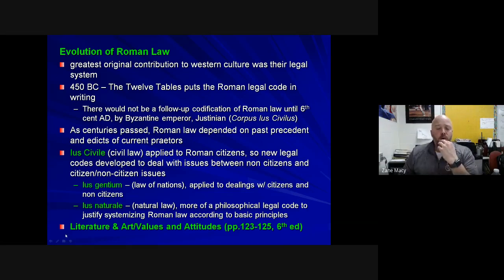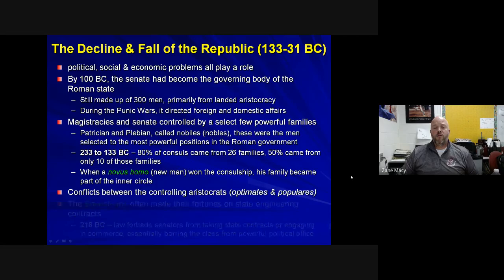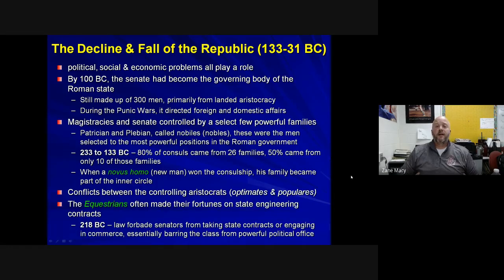Now, if you want to look at literature and art during this time period in the Republic, again, in the 6th edition of the book, you can look on pages 123 to 125. I'm going to go ahead and stop this video here, and we will pick up with the next video, probably the last video for chapter 5, talking about the decline and fall of the Republic and setting the stage for the emergence of the Roman Empire.